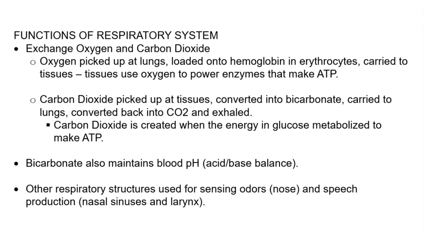Carbon dioxide is created when the chemical energy that's in glucose is metabolized in order to make ATP energy. The carbon in carbon dioxide is the carbon that came from the metabolized glucose. Functionally, bicarbonate is useful as a buffer because it maintains blood pH. Bicarbonate is used by the body to neutralize excess acids or alkaline substances within the blood, which helps to prevent large changes in blood pH and blood chemistry.